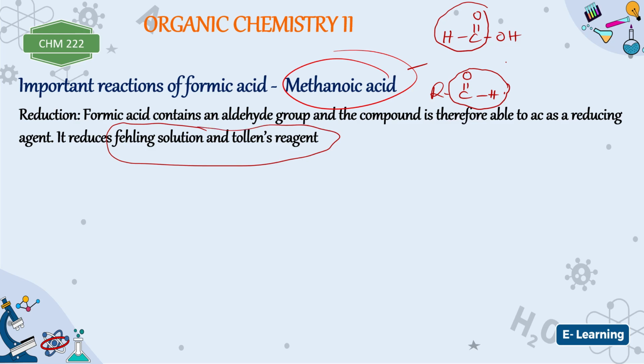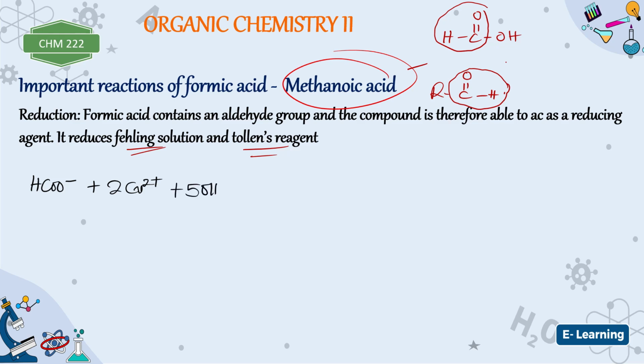If you can remember, we said Tollens' solution is the silver mirror test, while Fehling's is the one that has copper as part of its reagent. Alright, so it means we can check for the presence of formic acid with what? Fehling's solution and Tollens' reagent. Is that okay? So if we have the reaction, this is it: HCOO negative plus 2 molecules of cupric ion plus 5 OH negative. This will give us, reduced, copper(I) oxide plus CO3 2 minus plus H2O. You can just memorize all this.